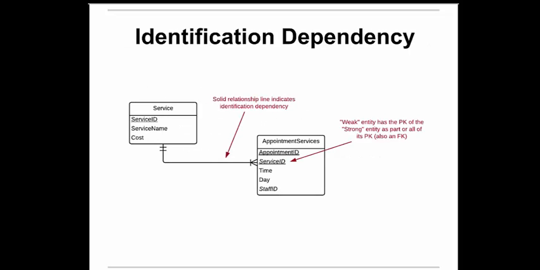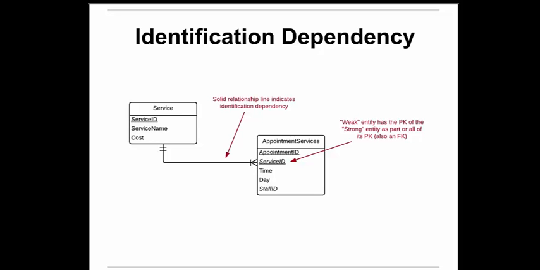First, let's start with identification dependency. This involves that concept of weak entity that we mentioned previously. In this relationship between service and appointment services, you see a relationship line which is not dotted, but is rather solid. The solid relationship line indicates that this relationship is identification dependency. What that means is on the many side, there is a weak entity. This entity is entirely dependent on the entity's service, which is a strong entity.